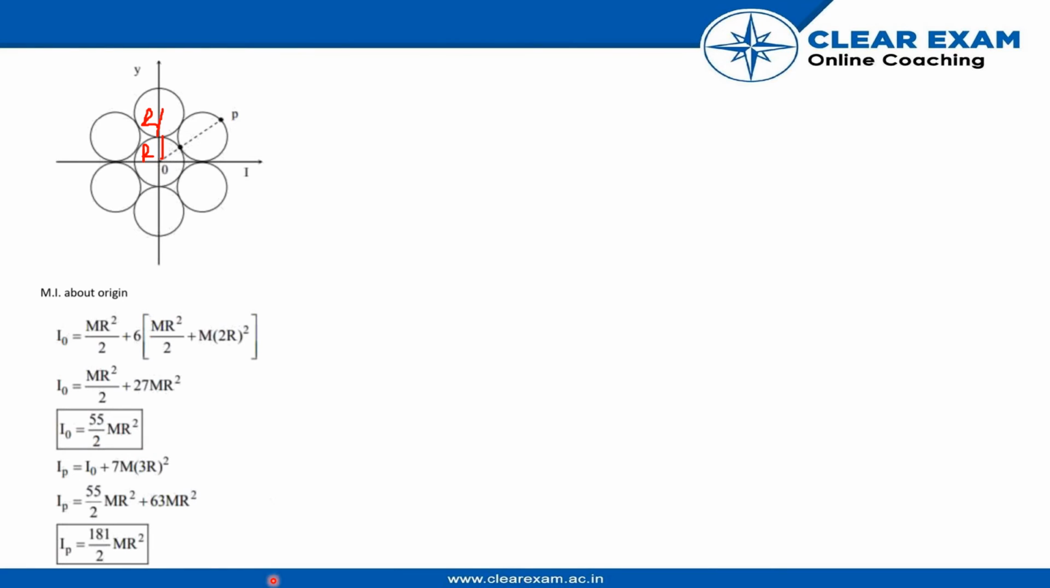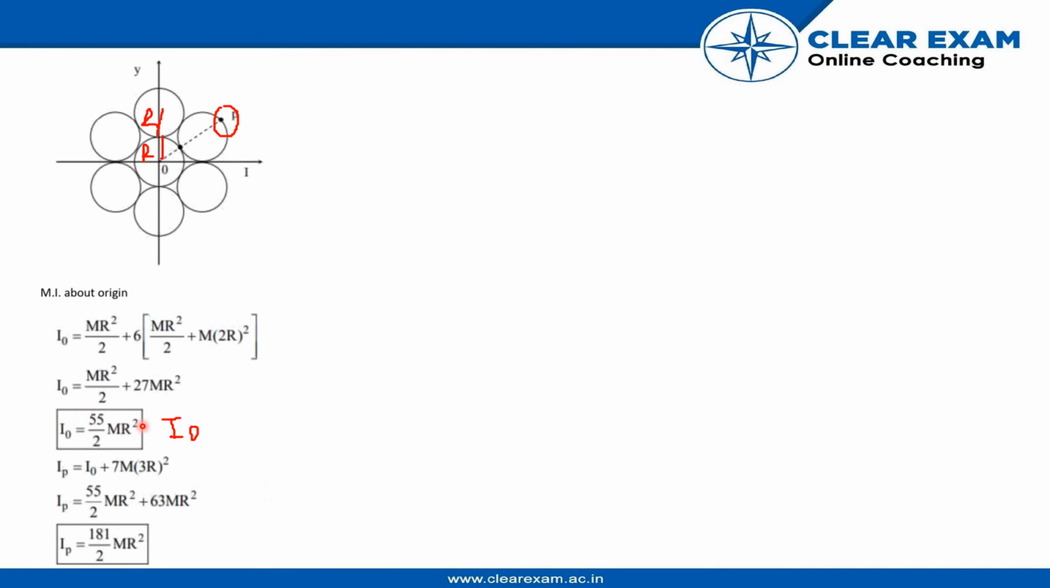Now we see this is the moment of inertia around the origin of the whole figure. We have to find it about this point P. Now using the parallel axis theorem. The parallel axis theorem says when we have to find the moment of inertia about a parallel axis, what we do is we add the total mass multiplied by the distance squared to the moment of inertia around the center of mass, right? So that's what we'll do right here.